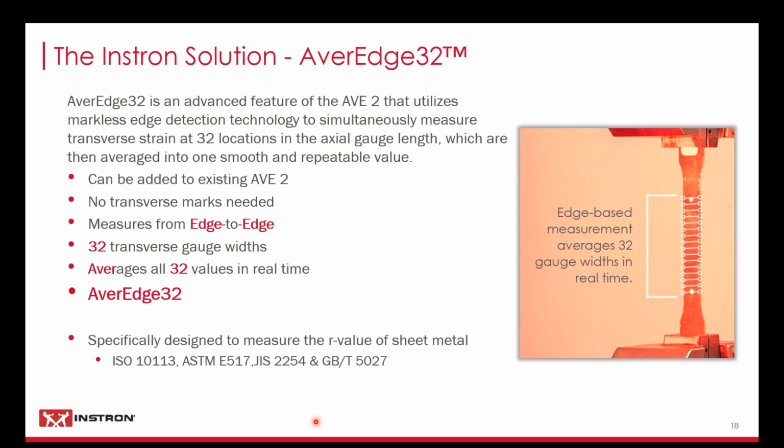This is an artist rendering, so to speak. Again, you don't need to put transverse marks on there. Those two dots you see at the top and bottom are the axial gauge length, and it uses those as endpoints to define where those 32 gauge widths will be created in the software. This is specifically designed to measure the R value of sheet metal by following the ISO, ASTM, and JIS standards.